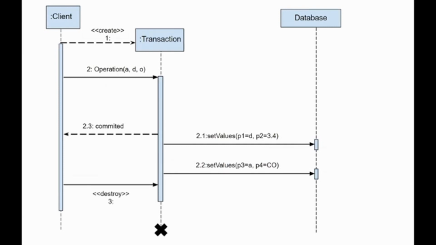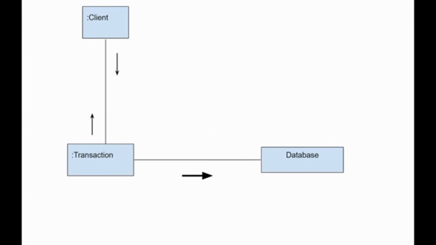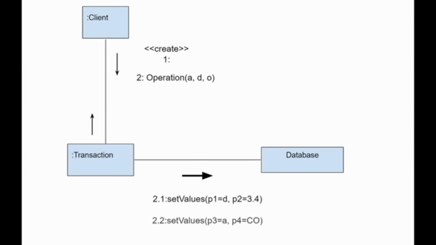And now the same sequence of operations, only on the communication diagram. The client creates a transaction, performs an operation with messages A, D, and O. Next, two transactions put values of P1, P2, P3, P4 to the database. And after that, the client receives a message that the transaction was completed. Finally, the transaction is destroyed.